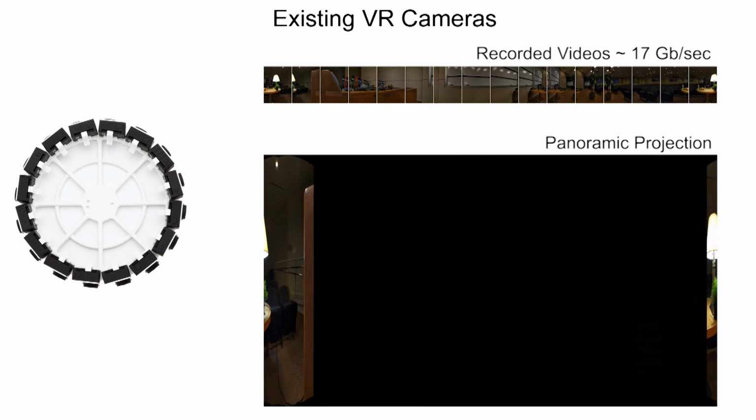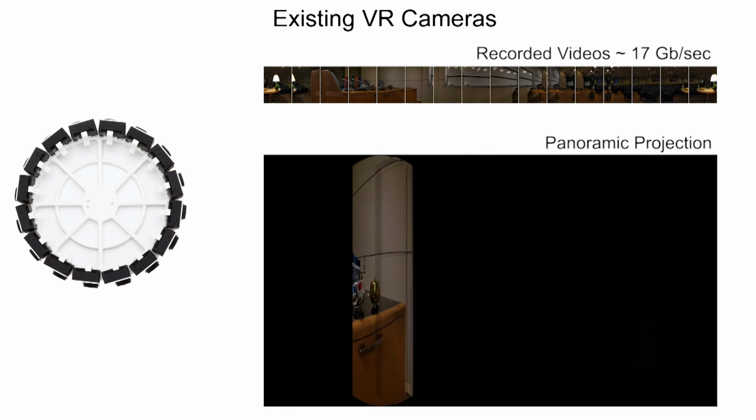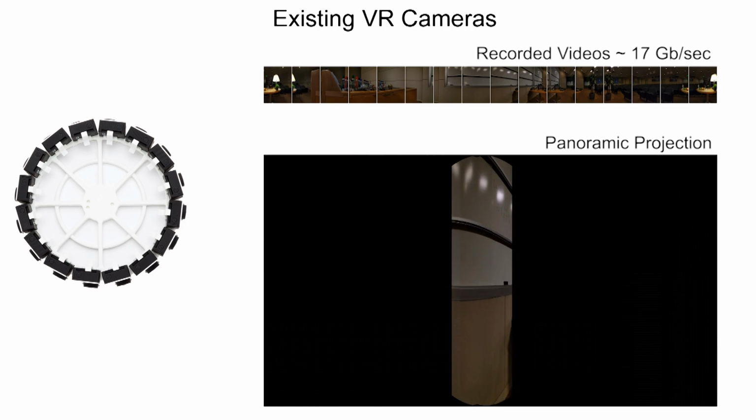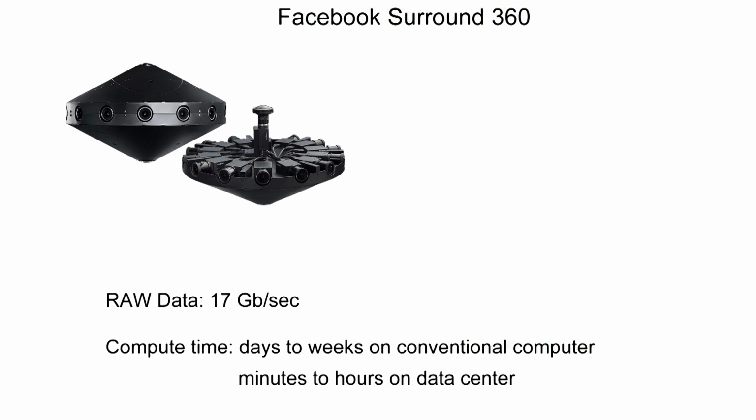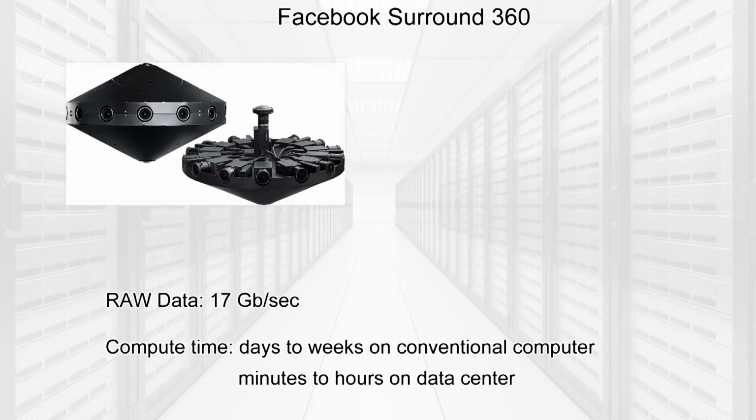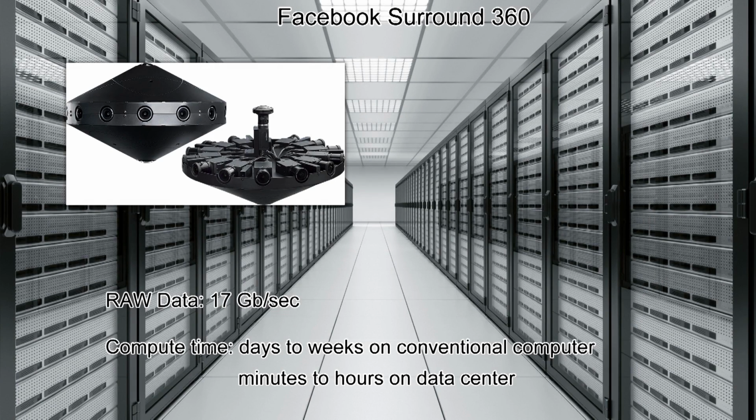However, optical flow is expensive and fails for objects that are close to the cameras. Other failure cases include fine details, reflections, refractions, and transparency. To illustrate just how computationally expensive this approach is, consider that every second, the Facebook Surround 360 captures 17 gigabytes of raw data. This is streamed via a fiber optic cable to a dedicated storage rack and then processed in a data center for hours, days, or even weeks. In the end, most of the raw data is discarded, and the remaining pixels are converted into the ODS format.